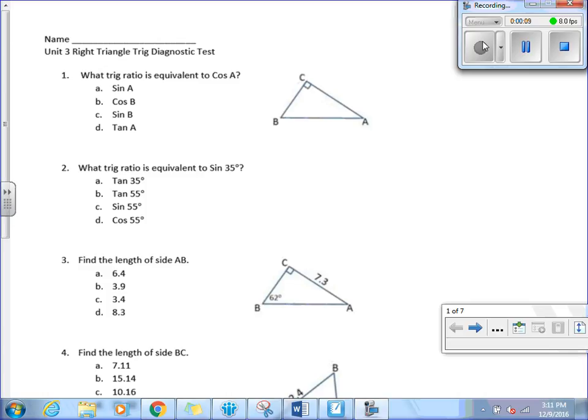Number one says, what trig ratio is equivalent to the cosine of A? So angle A is here and angle B is here. And if you recall, these two angles are complementary. Their sum is 90. So we learned that the cosine of one angle is equivalent to the sine of the other, or vice versa. So the cosine of A is equivalent to the sine of B. Okay, number two.